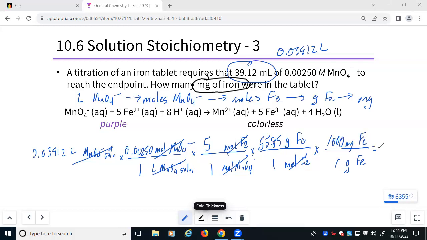Now, why did we do that last step? Why is it asking for milligrams? It comes down to the numbers. My volume is small. My molarity is small. Chances are pretty good the number of grams, the number of moles of iron, are small as well. Turning it to milligrams just makes the number a little bit more manageable.